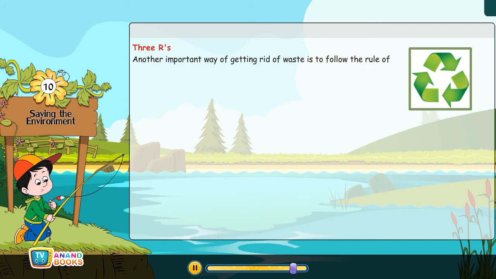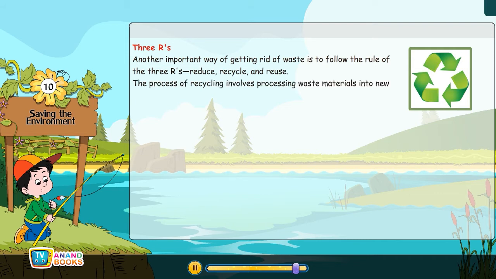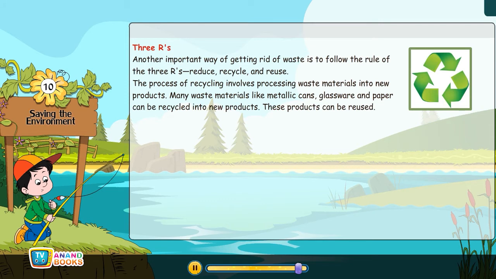3 R's. Another important way of getting rid of waste is to follow the rule of the 3 R's. Reduce, recycle, and reuse. The process of recycling involves processing waste materials into new products. Many waste materials like metallic cans, glassware, and paper can be recycled into new products. These products can be reused.